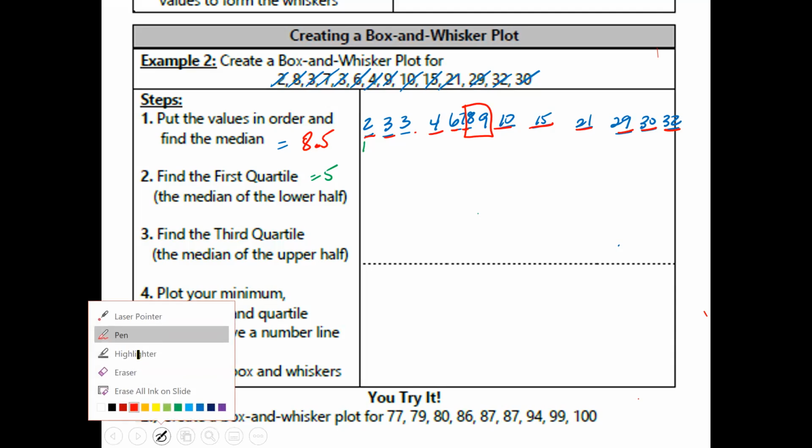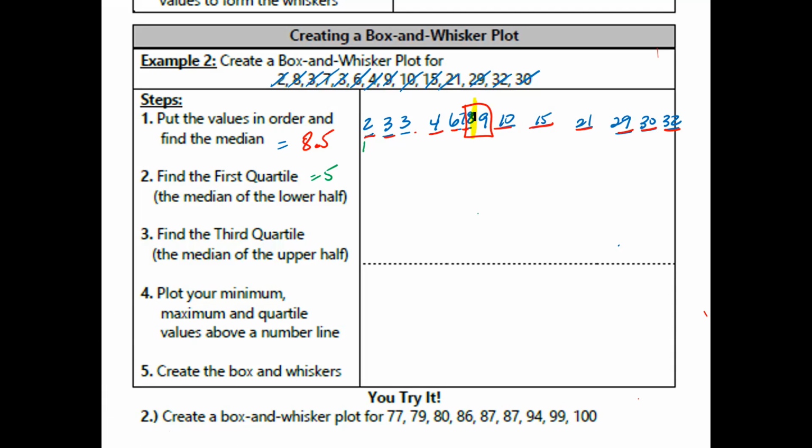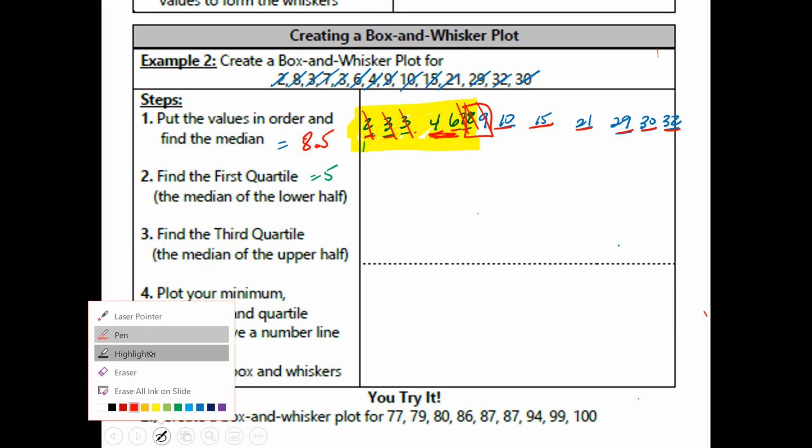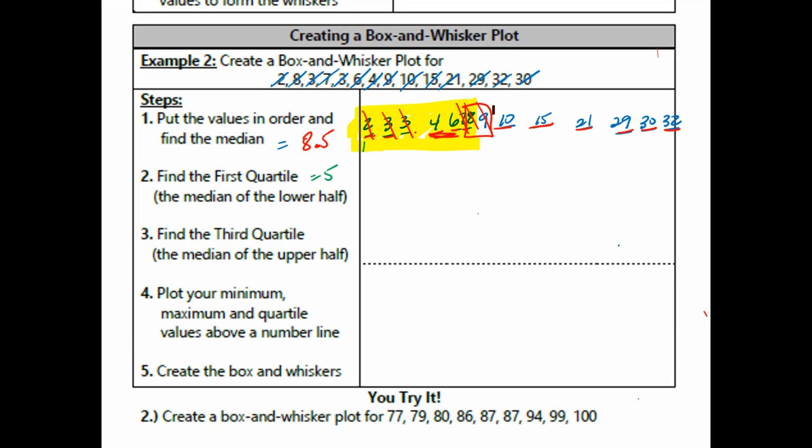Okay, so then when I look for my lower quartile, it's going to include everything from 8 and over. So what is my middle number on the left side of 8.5? So 1, 2, 3, 1, 2, 3. The number between 4 and 6 is going to give me a 5. Then for my upper quartile, I would include everything from 9 and over.